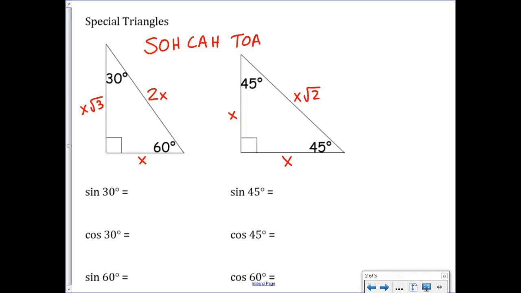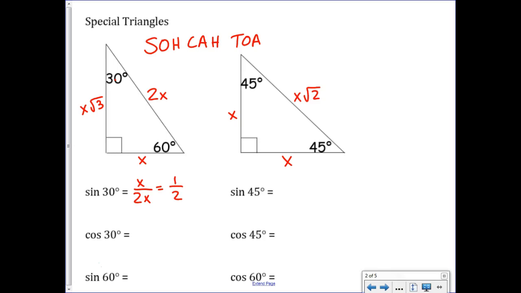So thinking back to SOHCAHTOA, sine of 30 degrees. We can use our triangle here. So 30 degrees tells us that we're going to start here and go opposite that angle. So opposite 30 degrees is x over hypotenuse is 2x. So x over 2x, those x's cancel no matter what they are. We get 1 over 2. So sine of 30 degrees is 1/2.